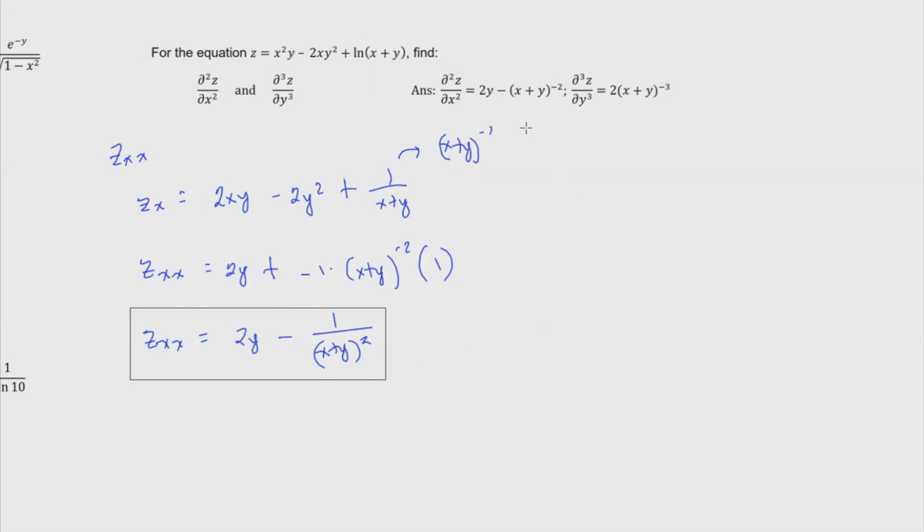Now, how about finding the expression for the third derivative with respect to y?